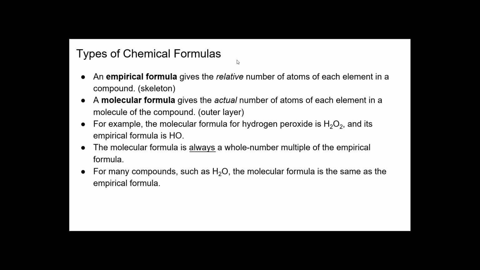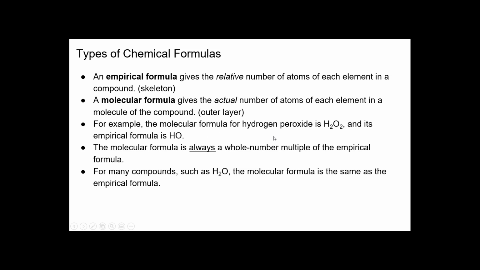So for example, the molecular formula for hydrogen peroxide, molecular, that is the outer layer of what makes it look like what it is. It's H2O2. But the empirical, if we go into it and look at the skeleton, it's HO. So hydrogen peroxide looks like this, but it comes from building this as the foundation, as the skeleton. And a lot of compounds share the same empirical formula. It's what it is when it's in its molecular formula that it looks different and is different.